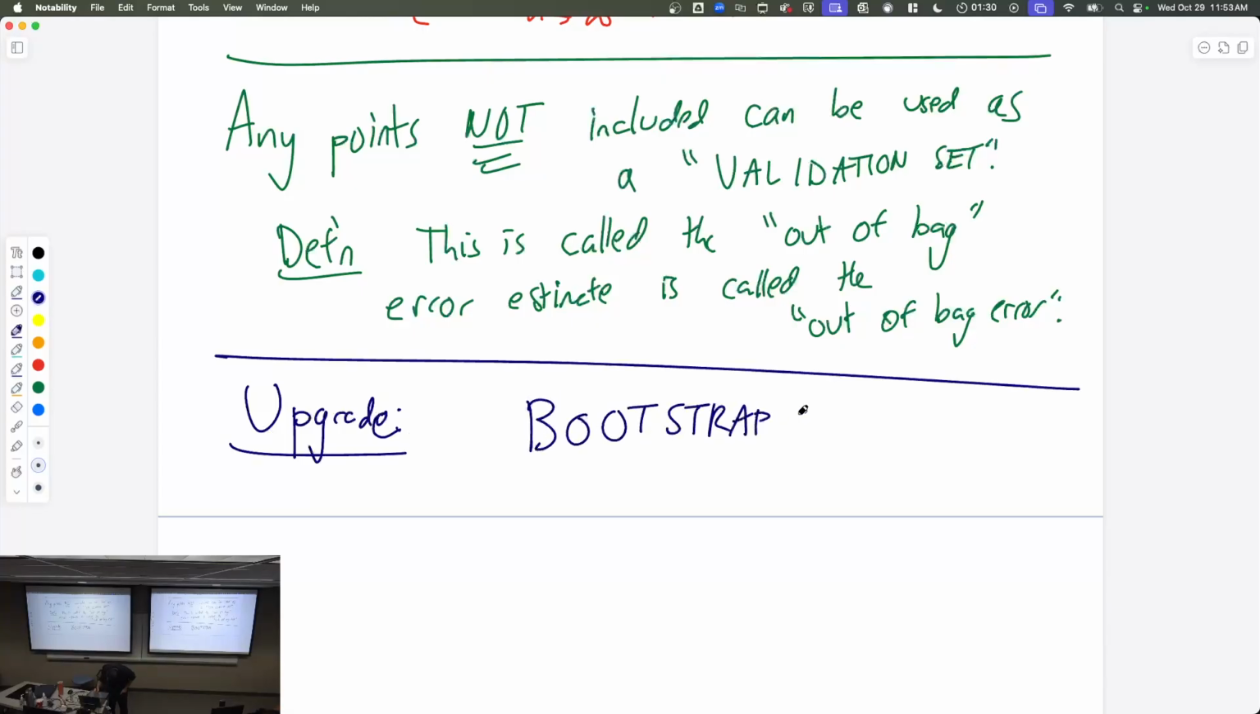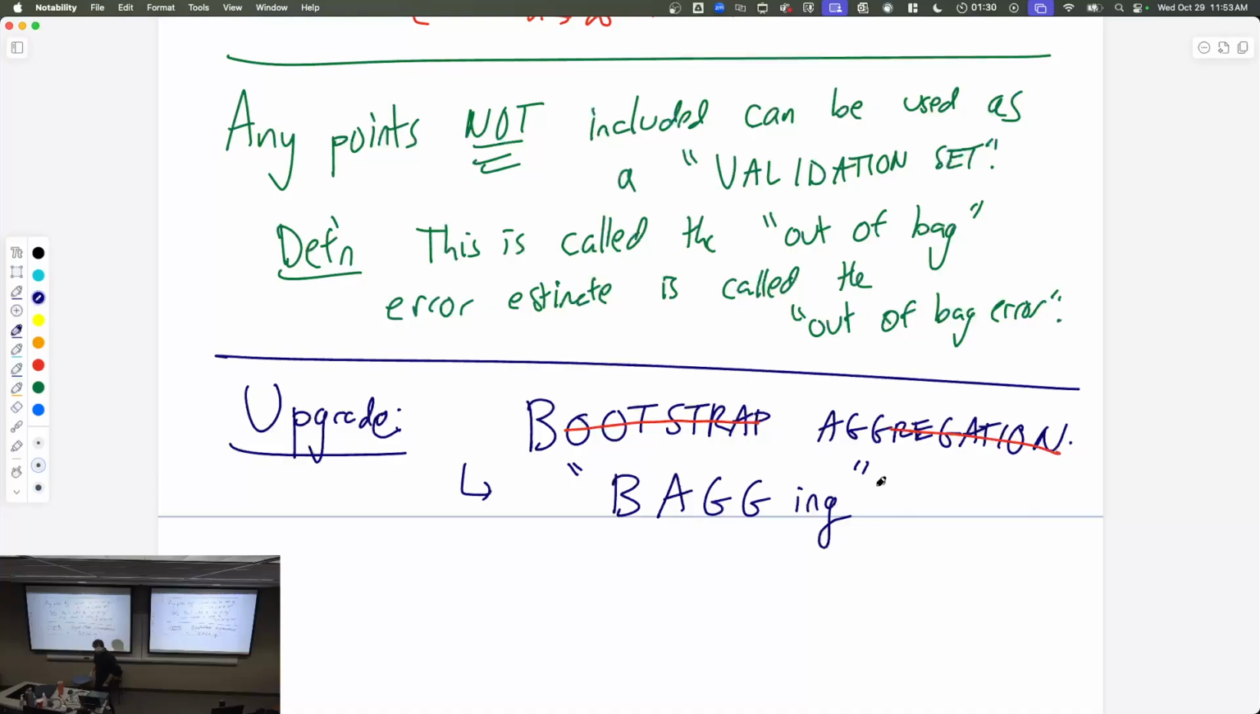Bootstrap aggregation is a very long phrase, so people don't say bootstrap aggregation. They cross out all but the B over here, and they cross out all the ag over here, and they make a short form, which is bagging. So when people say bagging, they mean bootstrap aggregation. It's a very funny short form.